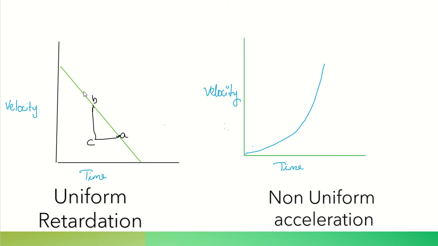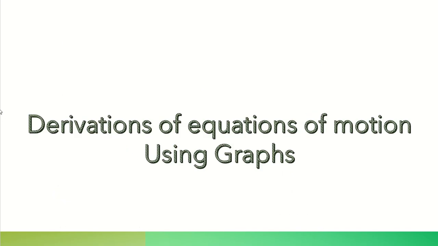So this is the basic knowledge we need to derive the equations of motion. And if you are given a graph, you should be able to answer what type of motion it is representing. Hope the concept is clear to you. Now let's move on to the derivations of the equations of motion using graphs.